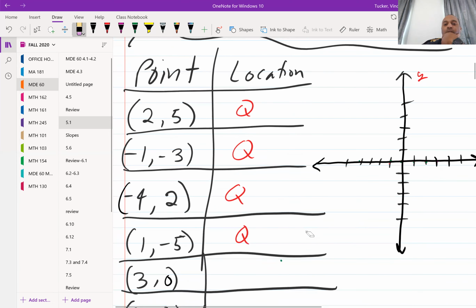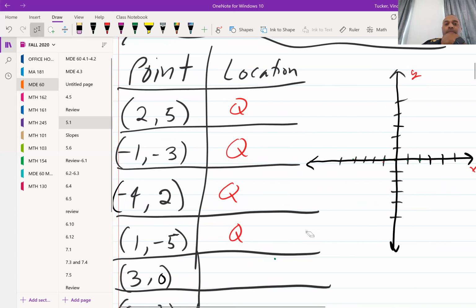All right, so let's graph these 6 points. You always start at your origin. So looking at 2, 5, I go to my origin, and because it's a positive 2, I go right 2, then up 5. So that puts me in quadrant 1. 2 positive numbers, 2 positive moves put me in quadrant 1.